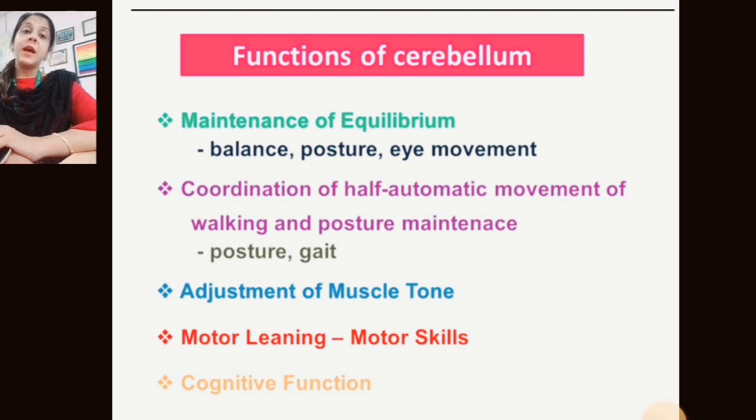In my last video we discussed what the cerebellum is. As I told, the cerebellum is a little brain. Based upon that classification we must define the functions. So today we elaborate what the functions of the cerebellum are and how we assess cerebellar pathology.